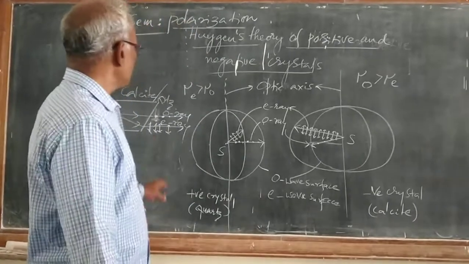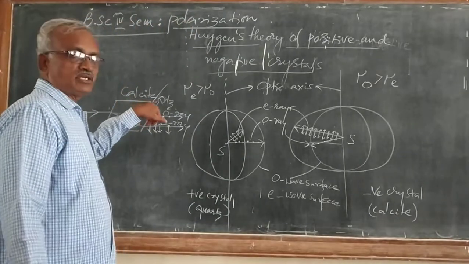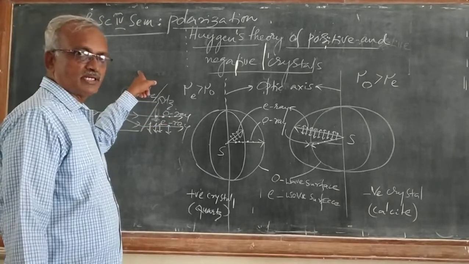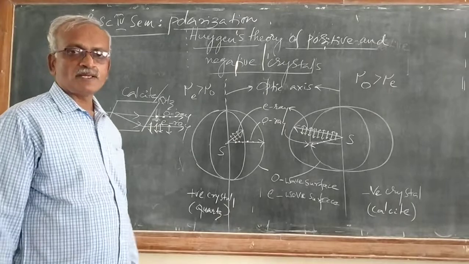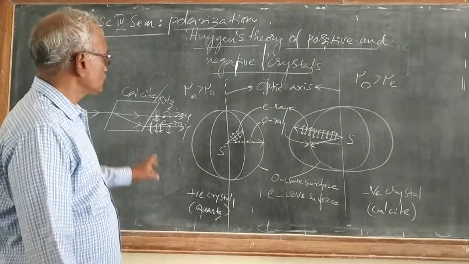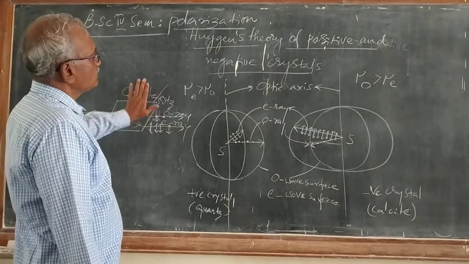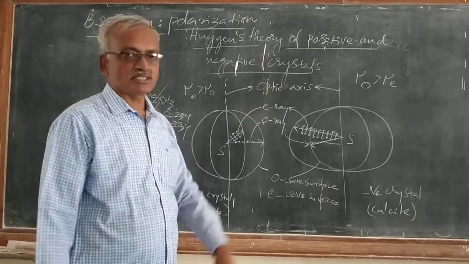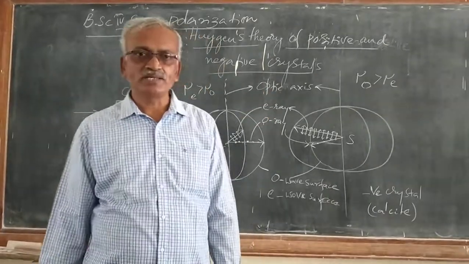So here we have to take a crystal of quartz or calcite. Only then, from the method of double refraction, can you produce polarized light, usually plane polarized light. So this is on this basis. Now, Huygens' theory of positive and negative crystals, as explained by Huygens.